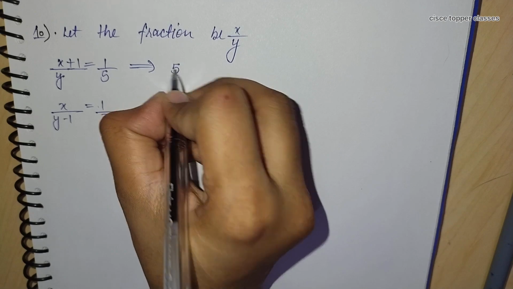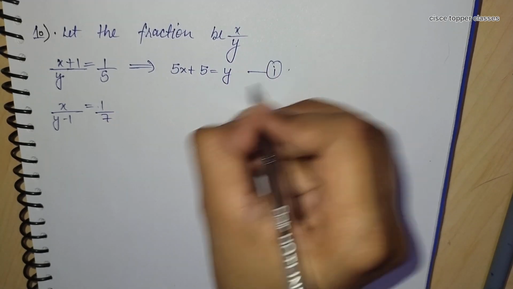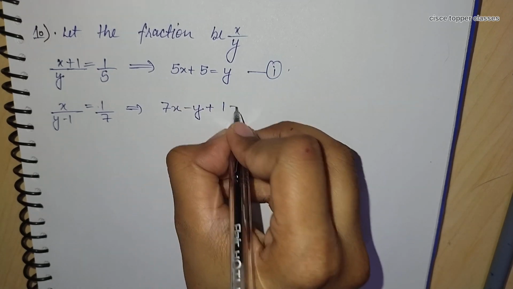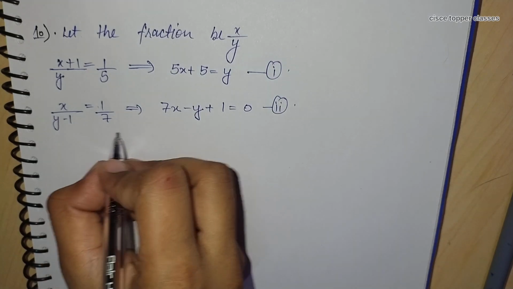So firstly we will solve here as 5x plus 5 equal to y as the first equation, and here 7x minus y plus 1 equal to 0 as the second equation.